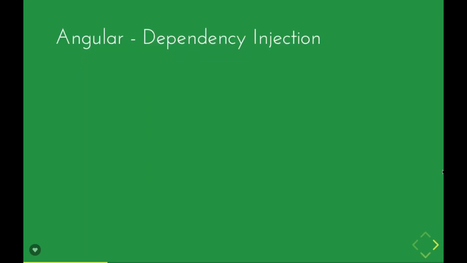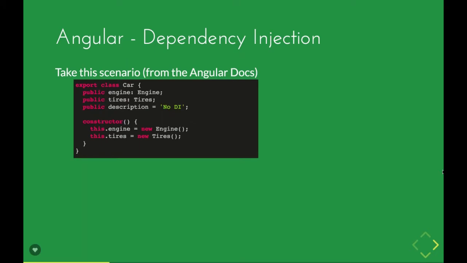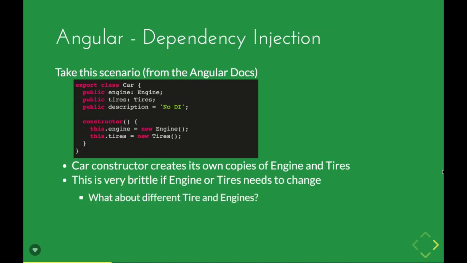Now, dependency injection. This is a whole topic that can take some time to explain, but I'll try to do it here very quickly. I took a scenario from the Angular documentation, and this is something that we'll see a ton of throughout Angular. If we take this example, we have a class of Car that has engine, tires, and a description. Then in the constructor, when this gets initialized, we have this.engine equals a new Engine, and this.tires equals a new Tires. So every single time that we create a new car, we are creating its own copy of engine and tires.